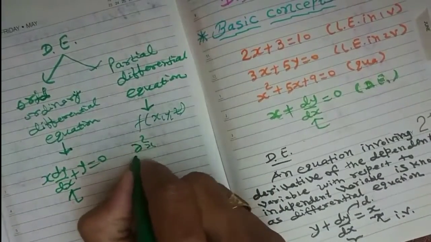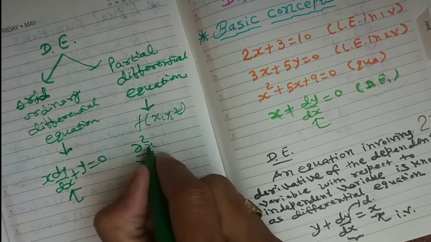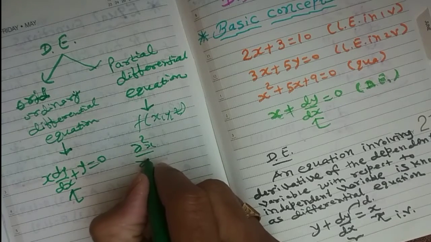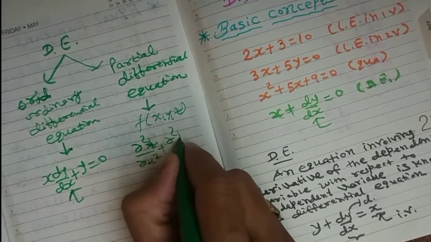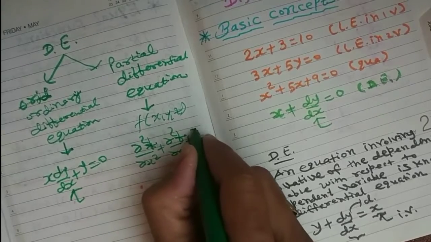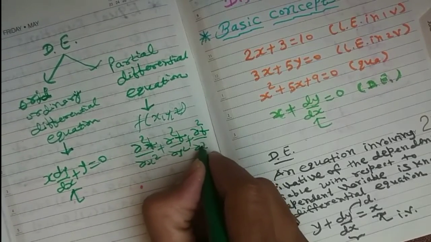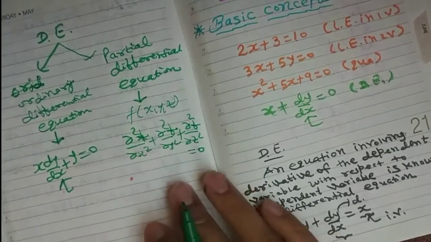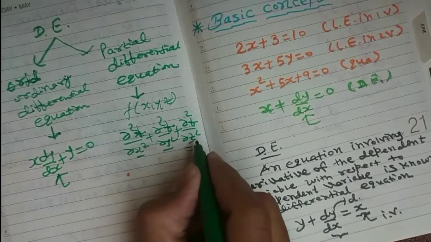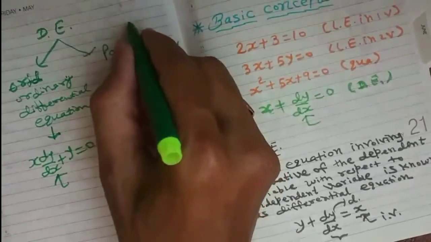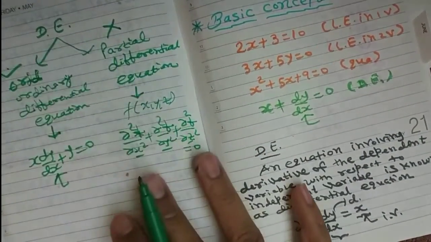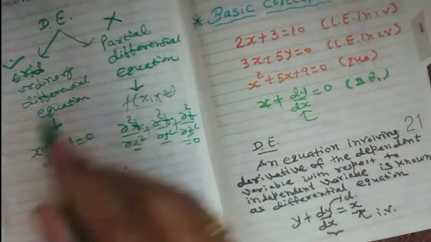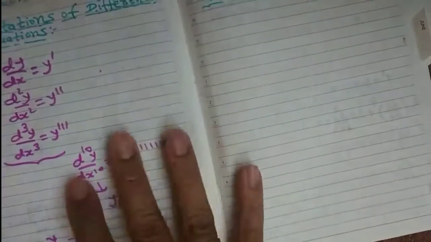So del square f upon del x square plus del square f upon del y square plus del square f upon del z square equals 0. This type of equation is called a partial differential equation. Here we have three independent variables x, y and z. But the partial differential equation is not in our syllabus, so in standard 12 we only discuss the ordinary differential equation. Now we go ahead.